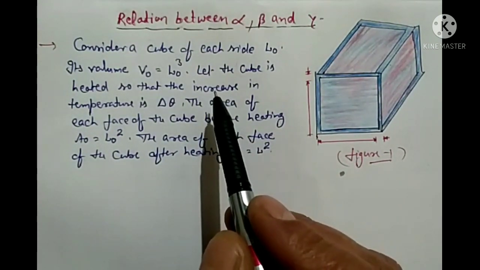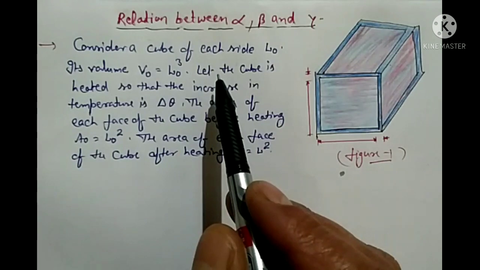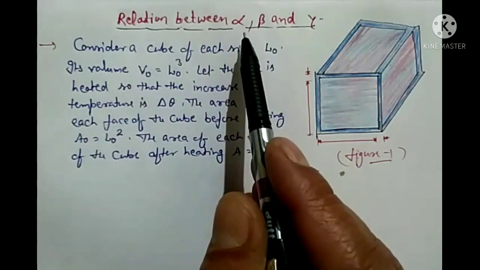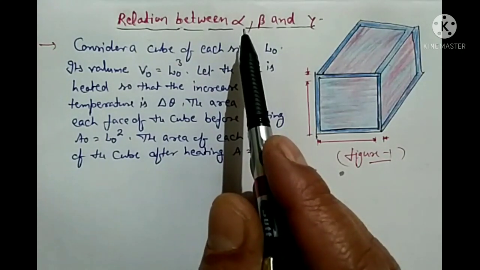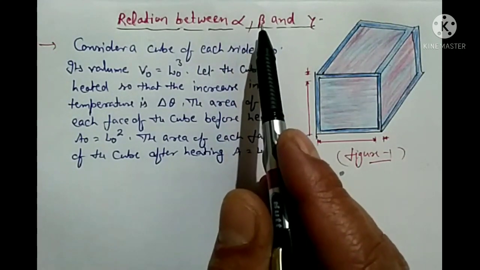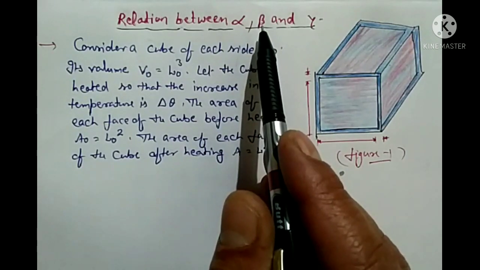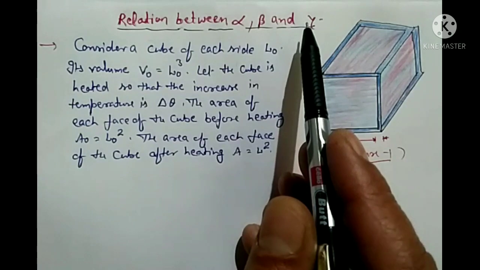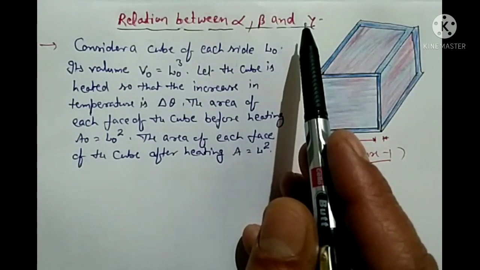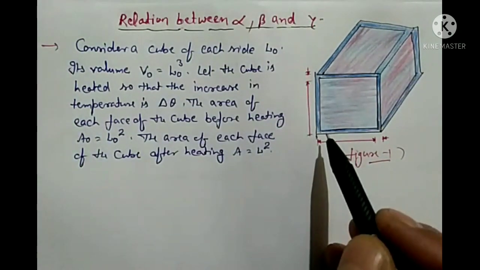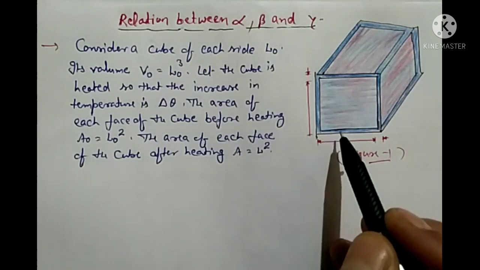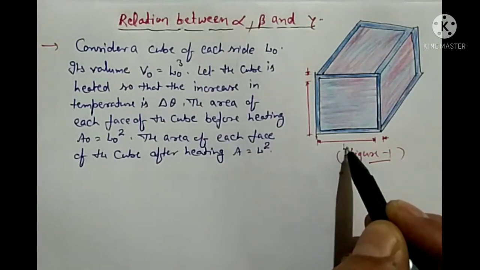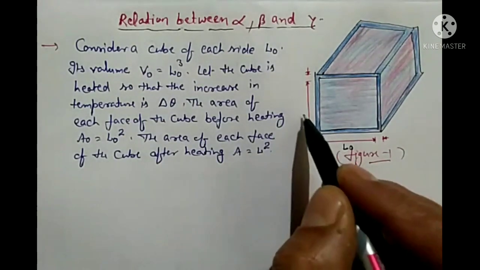Hello everyone, in this video lecture we are going to find the relationship between alpha, beta and gamma. We know that alpha is the coefficient of linear expansion, beta is the coefficient of area expansion, and gamma is the coefficient of volume expansion. Consider a cube of each side of length L naught.